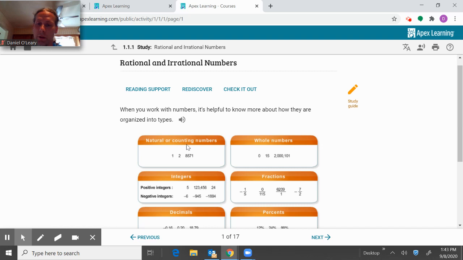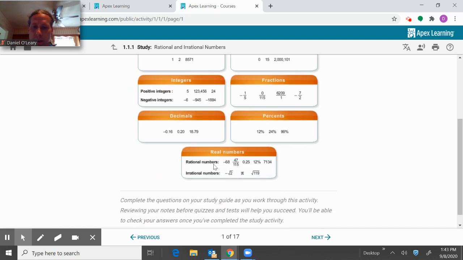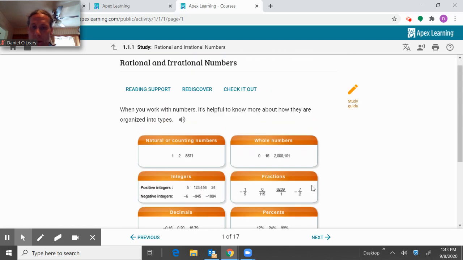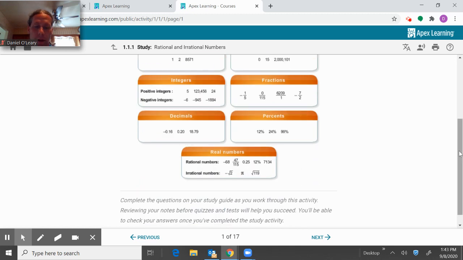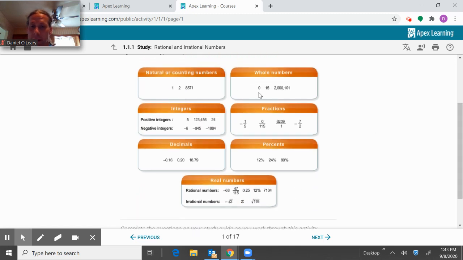It's showing you what the natural or counting numbers are, what the whole numbers are, what integers are, fractions, decimals, percents, and what we call real numbers. Natural or counting numbers are all the numbers that we would use to count except 0, because 0 is added into the whole numbers. You notice that there are no negatives, no fractions, no decimals. Integers are the same, but you can now add in negatives. So again, no decimals, no fractions, but now you have positive and negative integers.